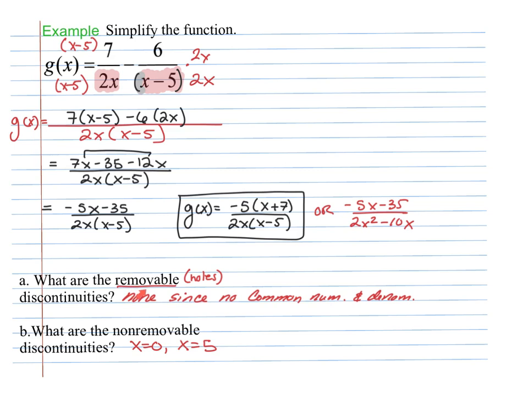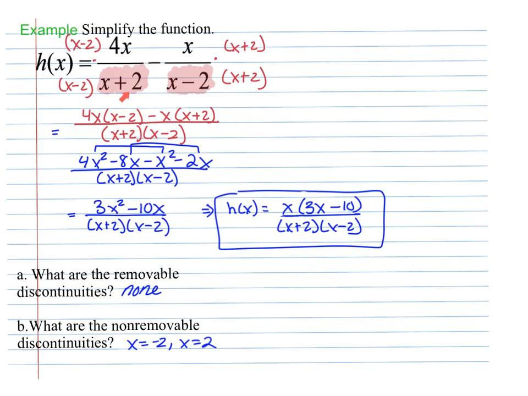Again, what are the removable discontinuities? That's, again, your holes. Since I didn't have anything that canceled in the numerator and denominator, there were no holes. Your non-removable discontinuities are basically your vertical asymptotes. You're going to look at your denominator and use the zero product property to find your zeros. So 2x equals 0 gives you x equals 0, and x minus 5 equals 0 gives you x equals 5 as your non-removable discontinuities.